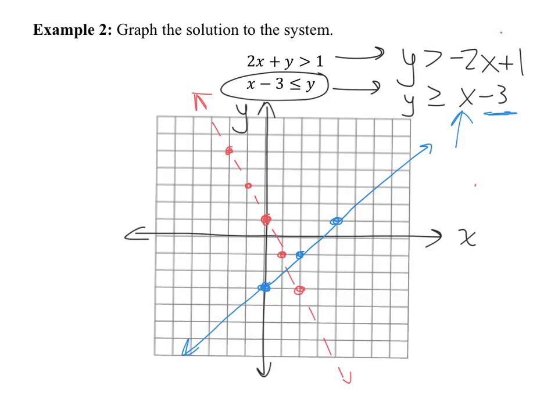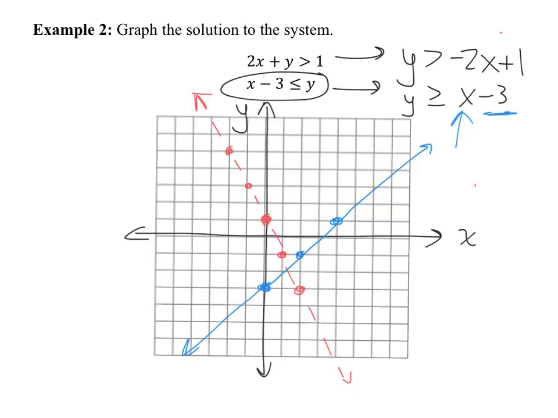So what you need to do is test both lines independently and shade them both separately and look for the overlap of the shading. So start with the red function. I would personally, again, test the origin. If the origin works, then you shade below the red function. Or you simply look at the sign. This sign right here tells me greater than. And it's set up in y = mx plus b form. So if I see a greater than symbol, what should I do?